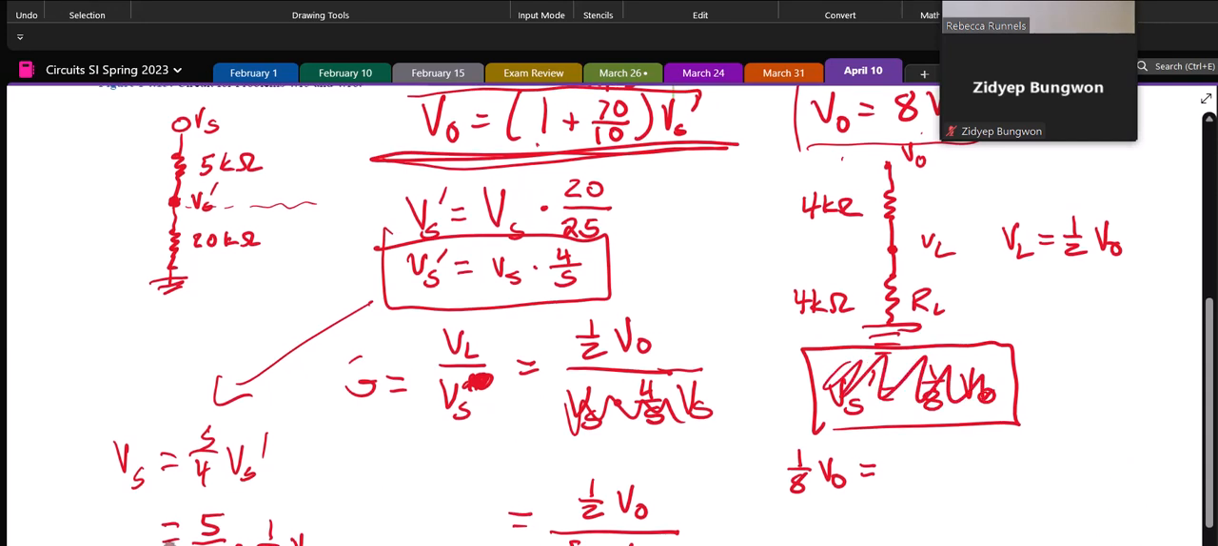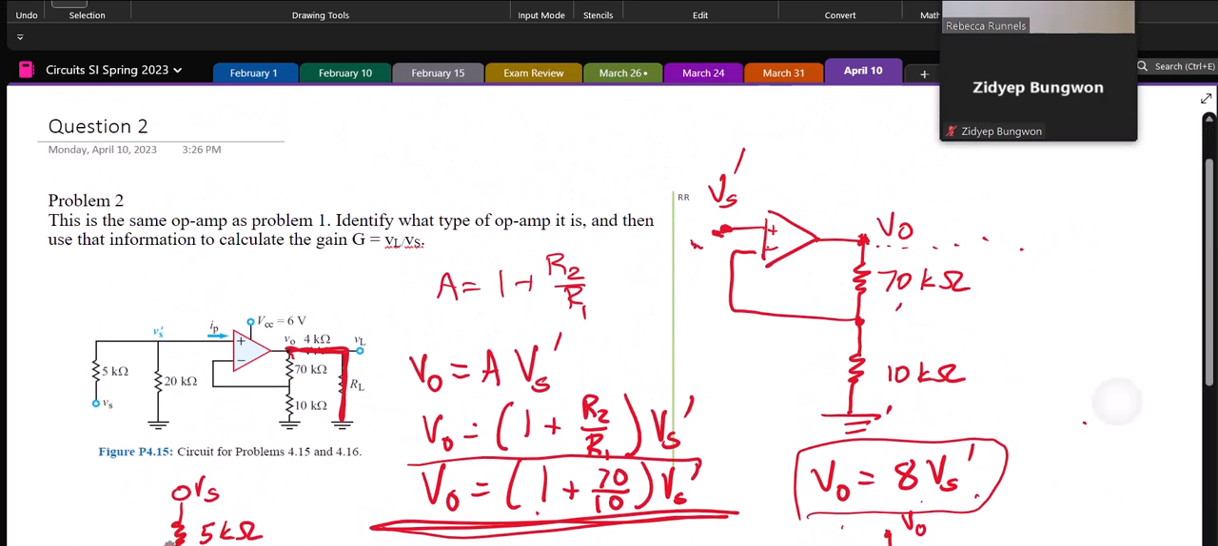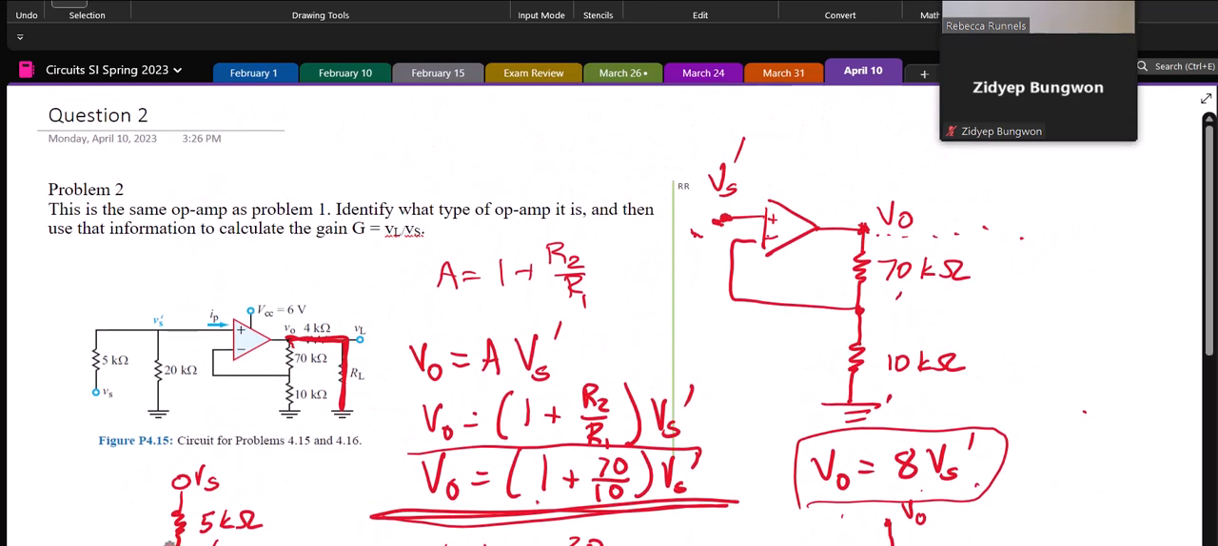Okay, so looking at the diagram, the reason why we use VS prime in the gains is because that's what's directly going into the op amp, and then when we actually solve it out later, we're taking that into consideration. So that's why you have to use VS prime to solve for it.